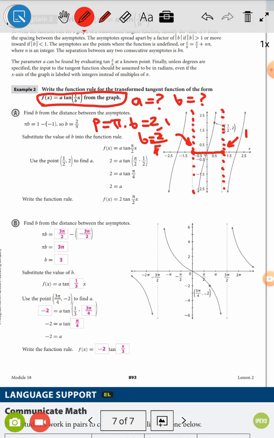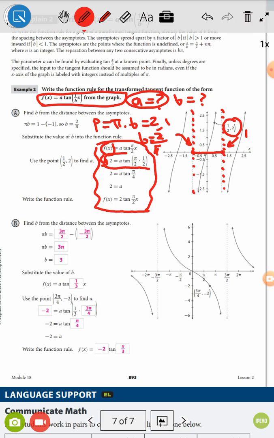I got the b. Now I need the a. Like I told you, they give us a point which is (1/2, 2). And the book explains it well. They substitute the numbers: 2 instead of y, and then x by half. Of course, they substituted the b first, which we got as pi over 2, and you just replace it in the function.